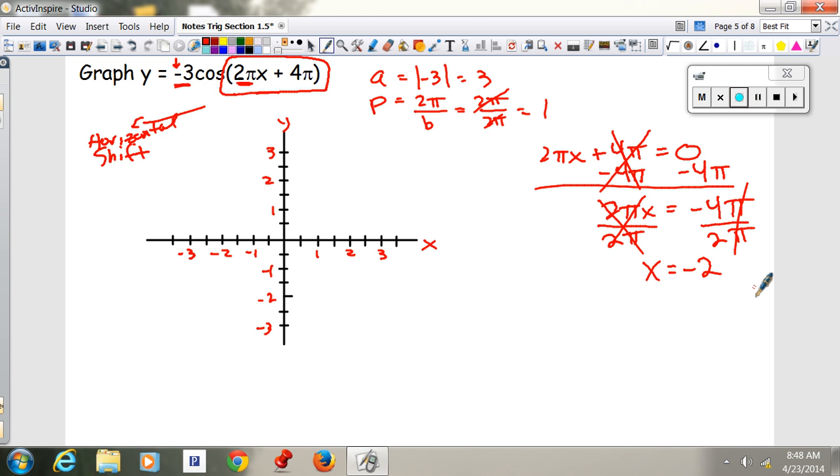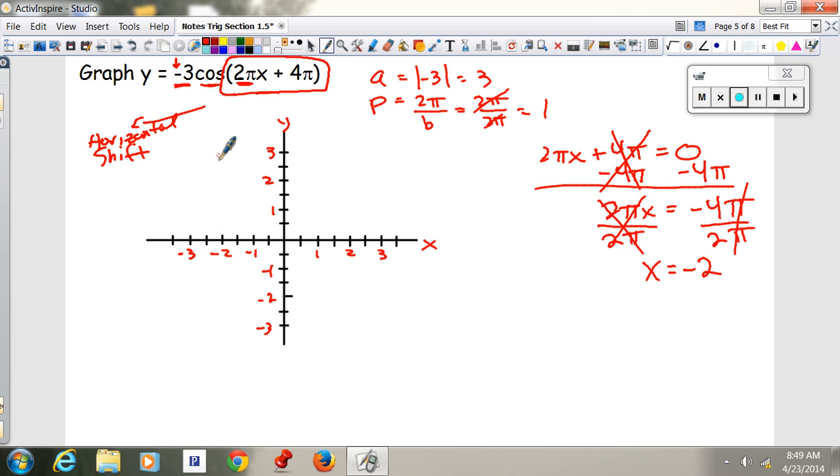So normally I would start at 0. But where am I going to really start today? -2. So I'm going to go over here to -2. And I'm going to say to myself, what shape is this curve? Is it a bow tie or a V? It's a V, because it's cosine. The next thing I have to ask myself, is it a positive or a negative graph? And I'm looking here, it's a negative.